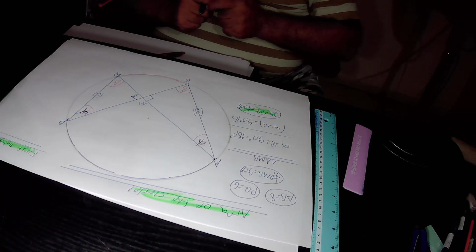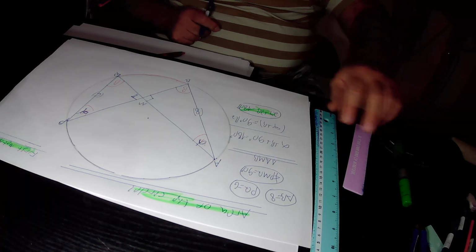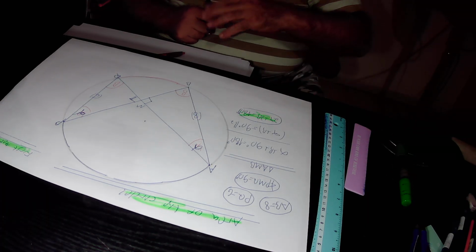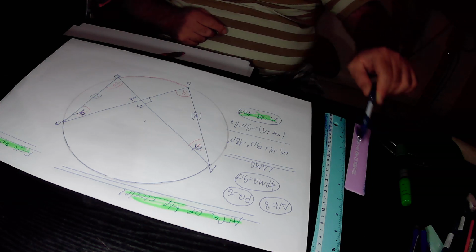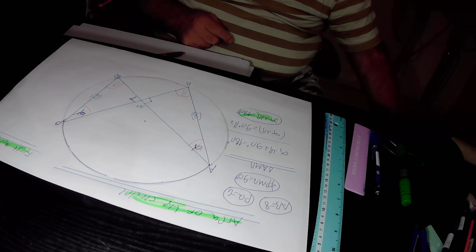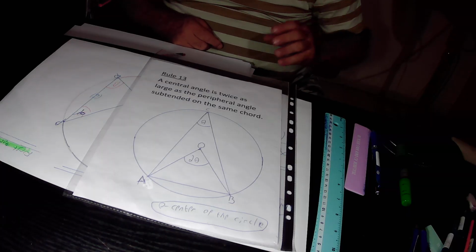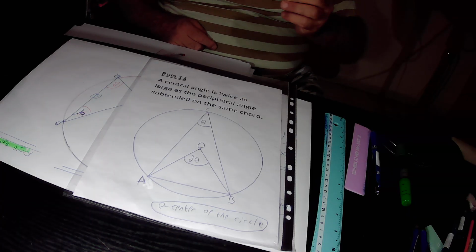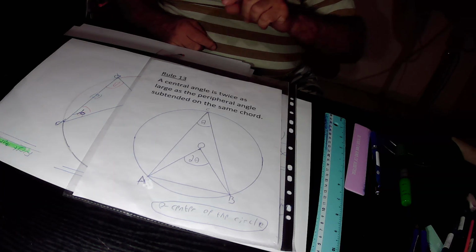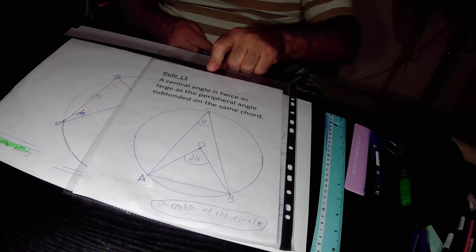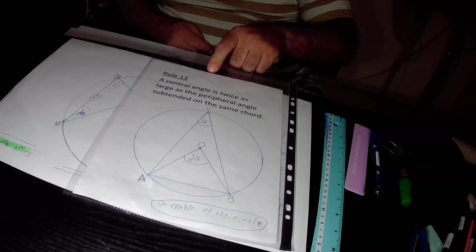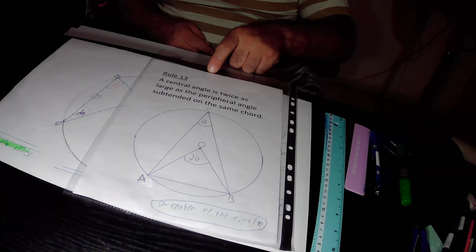In the next step, I present to you rule 13, and we implement rule 13 in our drawing. According to rule 13, a certain angle is twice as large as the perpendicular subtended on the same chord. Repeat again. A certain angle is twice as large as the perpendicular subtended on the same chord.